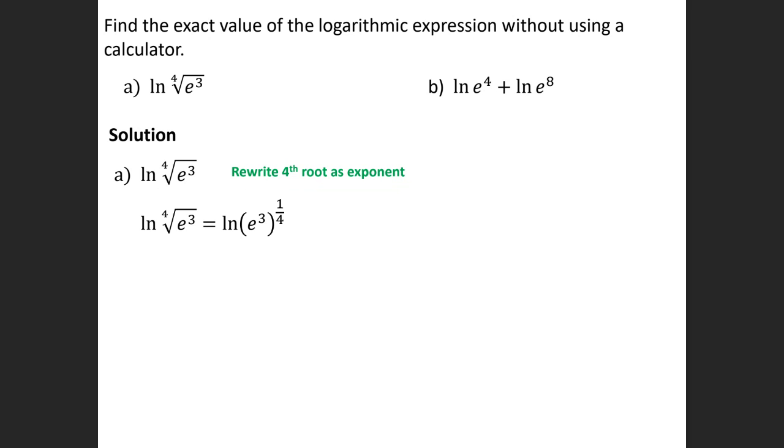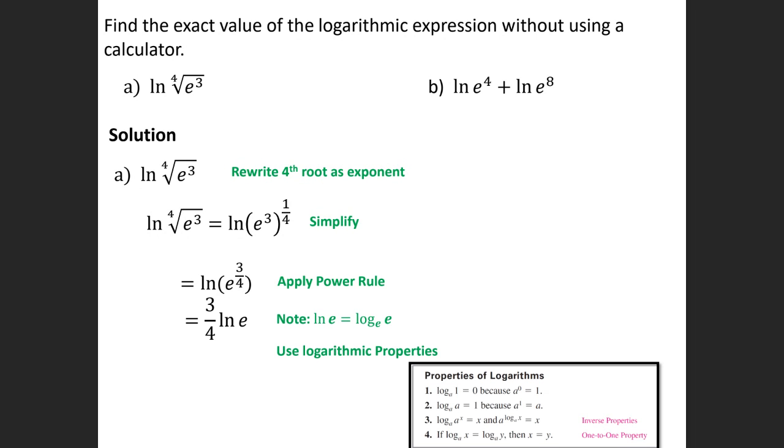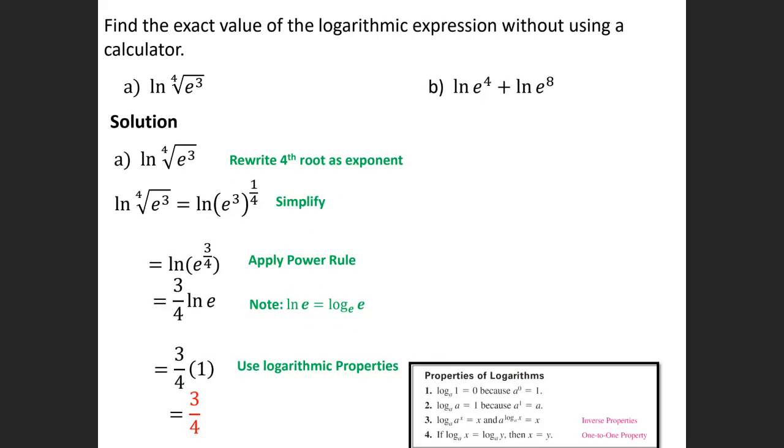But now I also have to apply my exponent rule: if I have an exponent to another exponent, I multiply these exponents. So then I'm going to have the natural log of e to the 3/4 power. Now I can apply my power rule, which says that exponent gets multiplied to my natural log. So I have 3/4 natural log of e. Natural log of e is one of my fundamental properties, and it gives me 1. So I have 3/4 times 1, so the answer is 3/4.